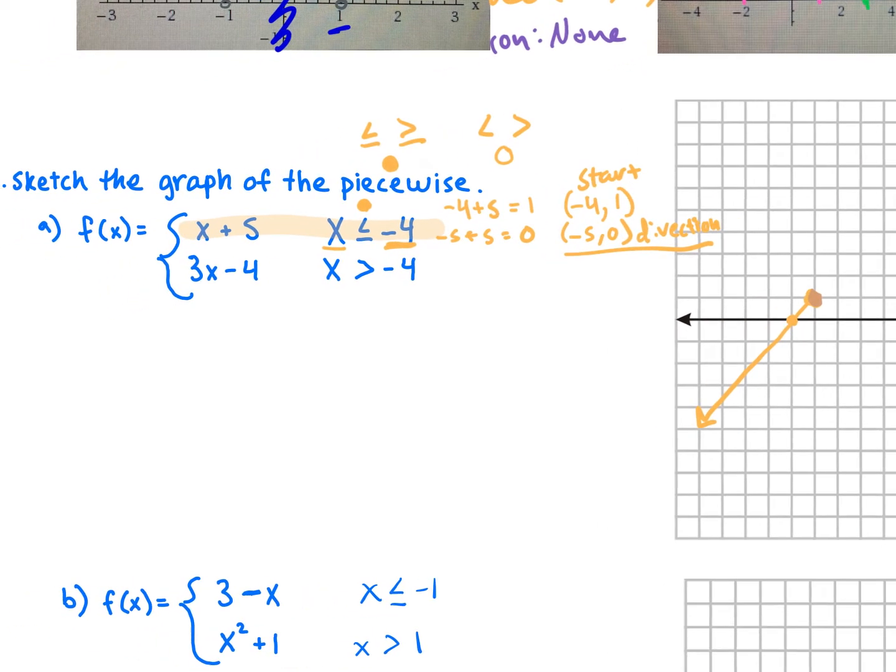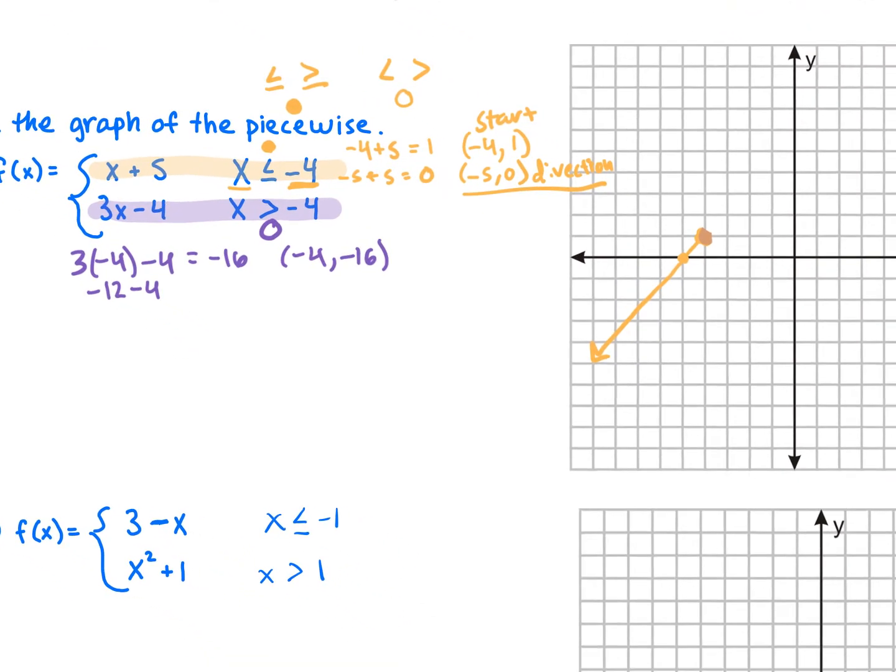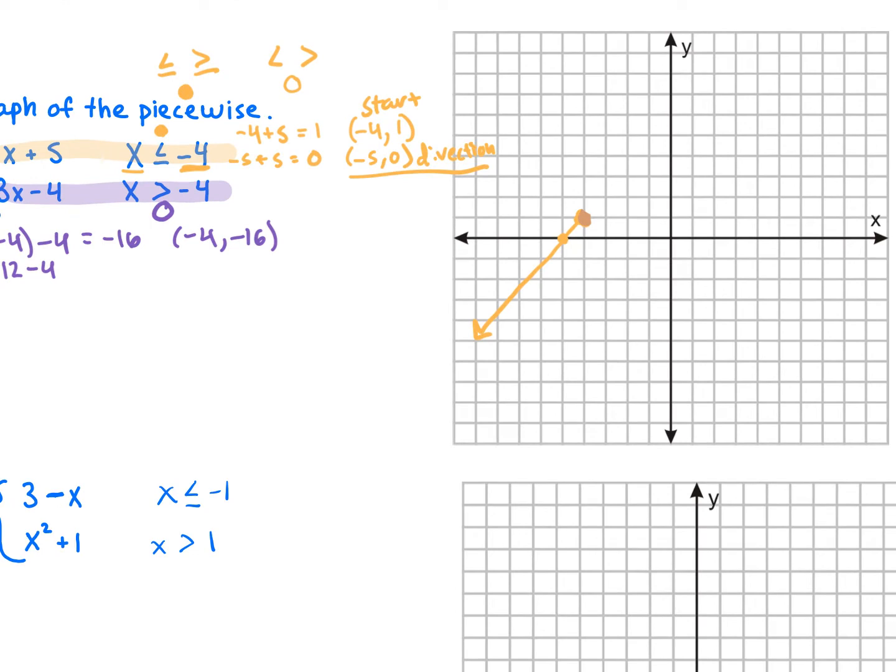All right, so let's do our next piece. So I'm going to start by plugging in -4. So I have 3 times -4 minus 4. So this would be -12 minus 4, which would be -16. So I plugged in -4 and got -16. And this is going to be an open circle because it's just a greater than. So I'm going to go to the left to -4 and down -16, which is going to be off of our graph. I'll put it down here, and it's an open circle.